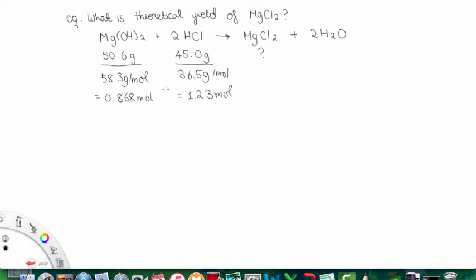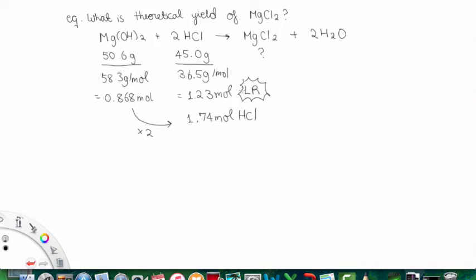Now from here, we know that for every 1 mole of magnesium hydroxide, we have 2 moles of HCl. So let's multiply this by 2 and say that we need 1.74 moles of HCl for every 1 mole of magnesium hydroxide. In this case, we only have 1.23 moles of the hydrochloric acid, so this is the limiting reactant.